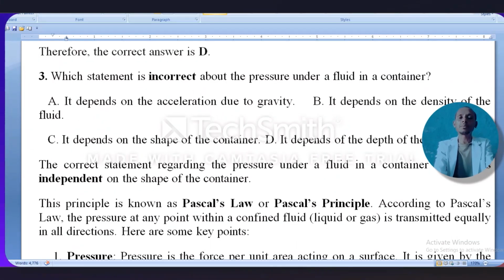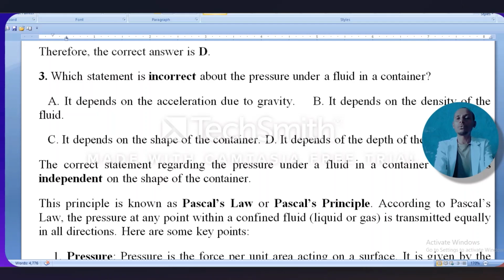The next question. Which statement is incorrect about the pressure under a fluid in a container? Choice A, it depends on the acceleration due to gravity. Choice B, it depends on the density of the fluid. Choice C, it depends on the shape of the container. Choice D, it depends on the depth of the fluid. When we interpret the given idea, the incorrect statement regarding the pressure under the fluid in a container is C. C says it depends on the shape of the container.